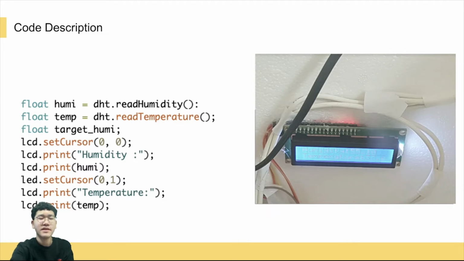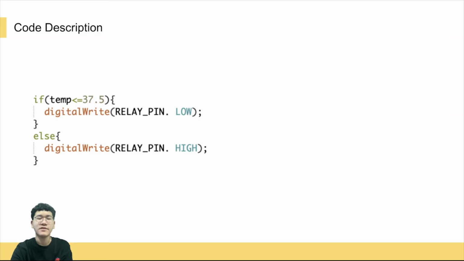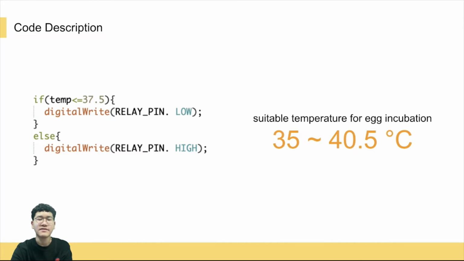This LCD module lets me see with my own eyes what is going on in the incubator so that I can manage all the settings for the perfect egg hatching environment. And this code turns on the heating lamp using the relay module if the temperature is lower than 37.5 degrees. Eggs hatch the best when they're kept at 37.5 Celsius, so the lamp helps control the temperature in the incubator.